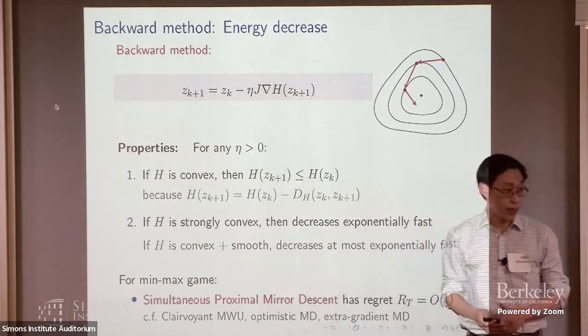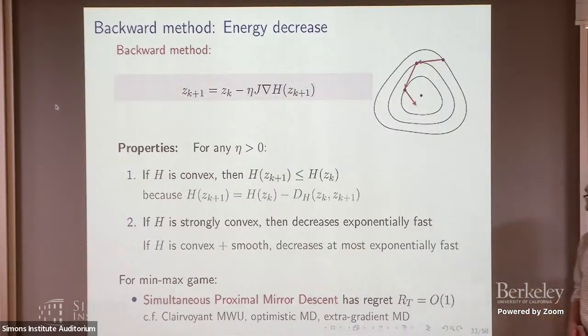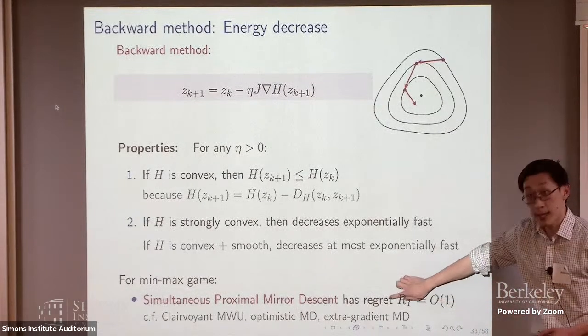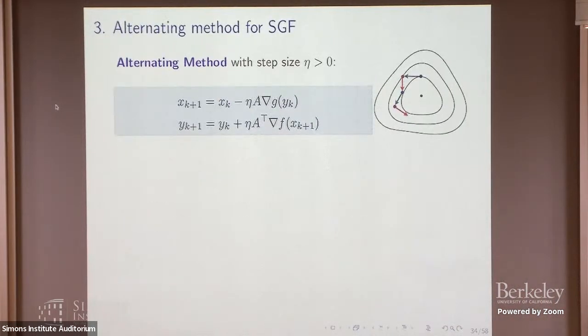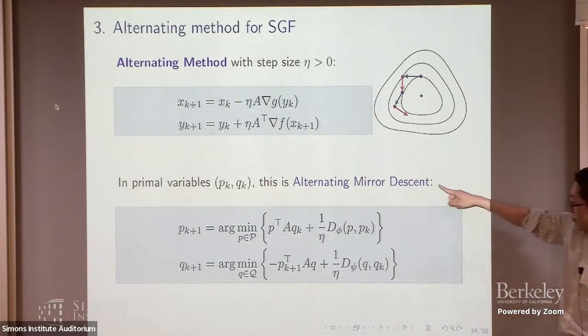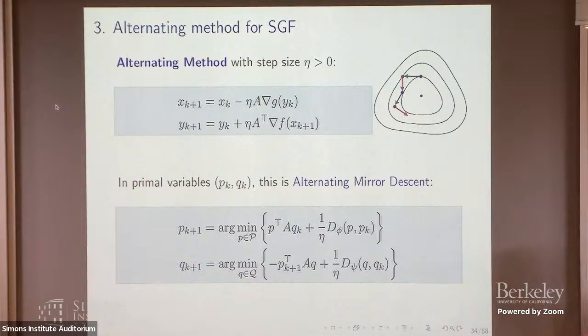This is very related to what Jorgos talked about, the clairvoyant multiplicative weight update. And also, the optimistic and extra gradient versions of mirror descent in some sense try to approximate this behavior. Okay, now for the alternating method. So X runs the forward method using Y_k, and Y runs the backward method using the new value of X, right? So the update now alternates. And this corresponds to the alternating mirror descent as we saw before.